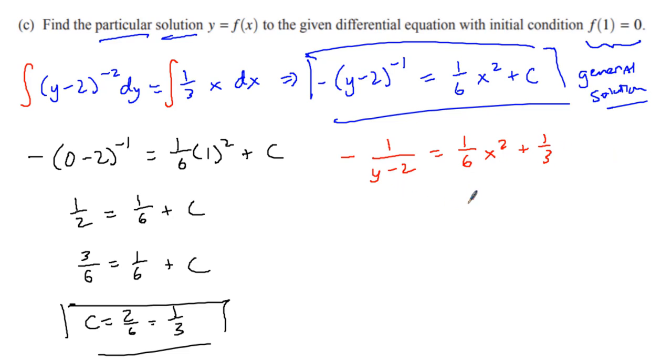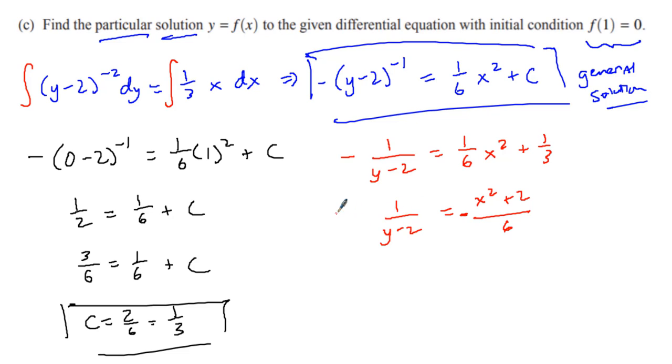So I'm going to get common denominators over here. Okay, so I have x squared plus 2 over 6. That's my common denominator 6. Okay, negative 1 over y minus 2. I'm going to move my negative over, which means this guy is gone.